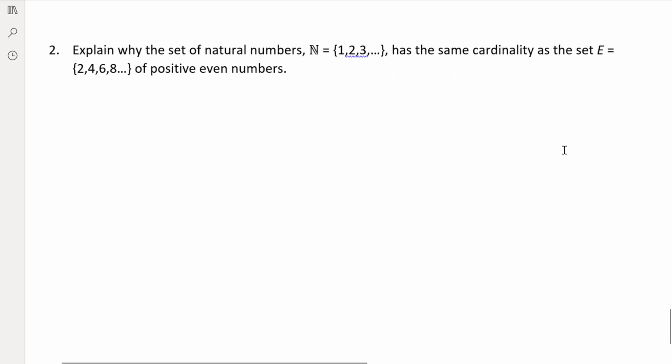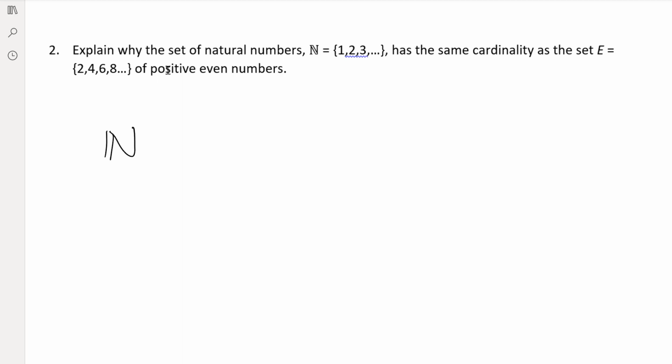Explain why the set of natural numbers N, which is the set 1, 2, 3, 4, 5, on and on forever, has the same cardinality as the set E equal to 2, 4, 6, 8, 10, and on forever, of the positive even numbers. These two sets have the same cardinality. Why is that? Let's illustrate.